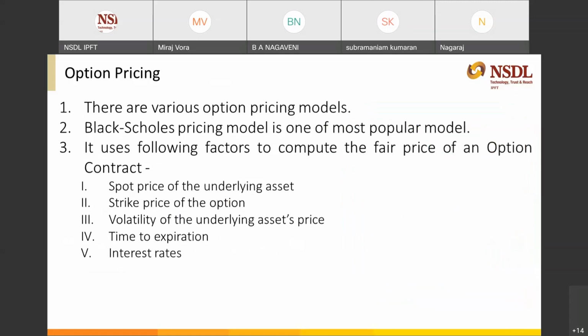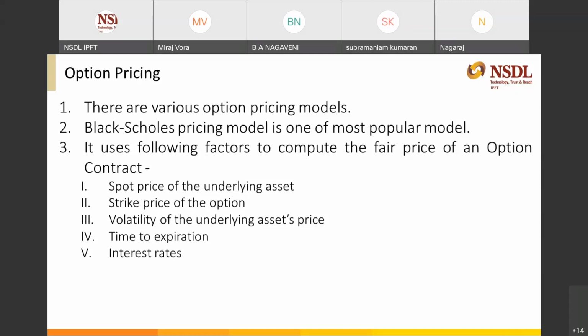Now, option pricing. As I told you, the two critical factors which decide the option pricing are your intrinsic value and your time value. Now, time value has further factors which impact it, namely the volatility of the underlying asset and also the overall interest rate. These two will also impact your time value.